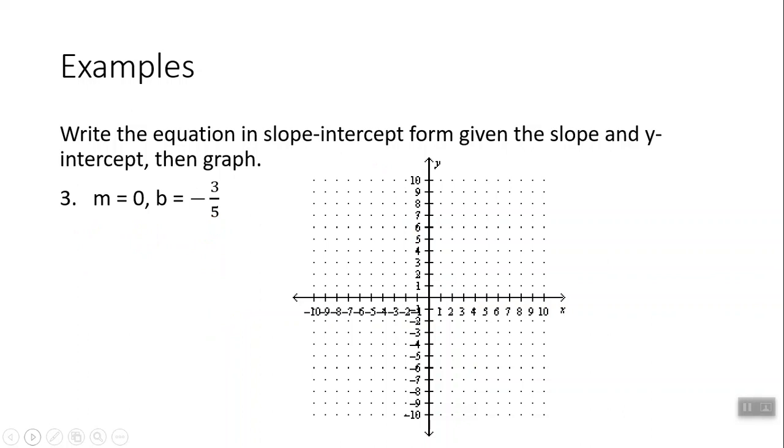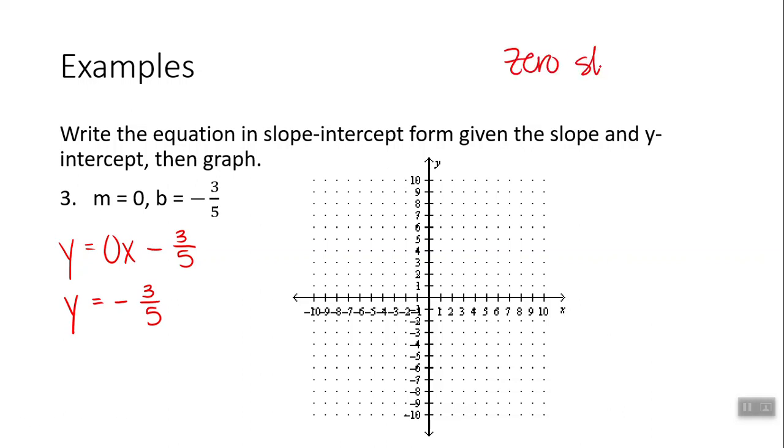Here we have m equals 0, y equals 0x minus 3/5. So you can write 0x or you don't have to write anything. You can also just write y equals -3/5. Remember that 0 slope is a horizontal line, and it's going to cross the y-intercept at -3/5.